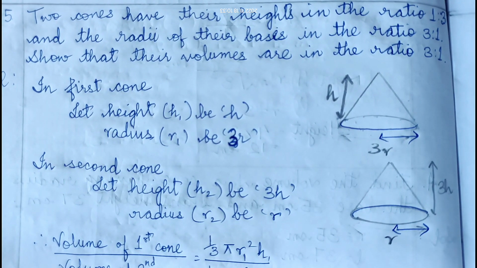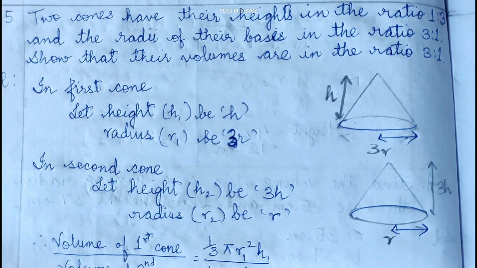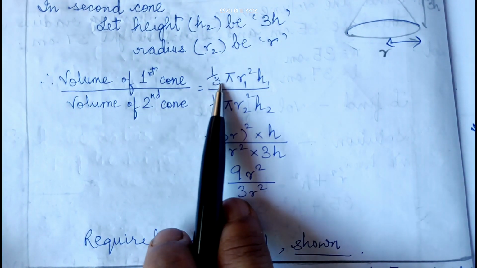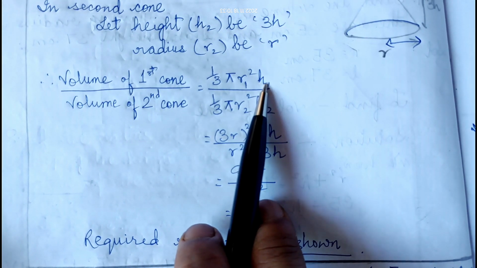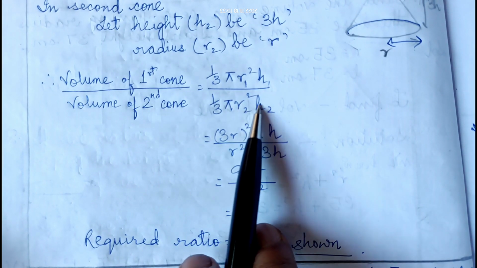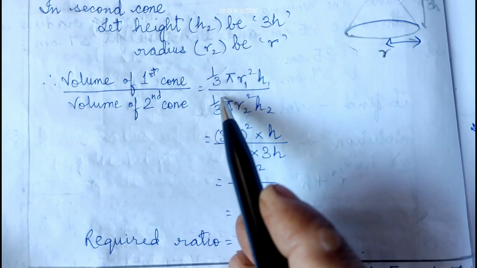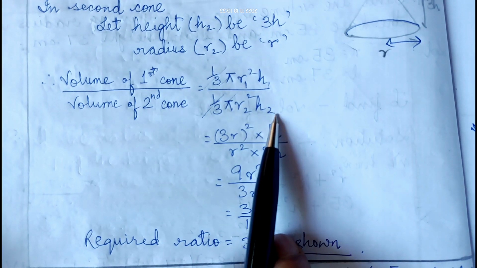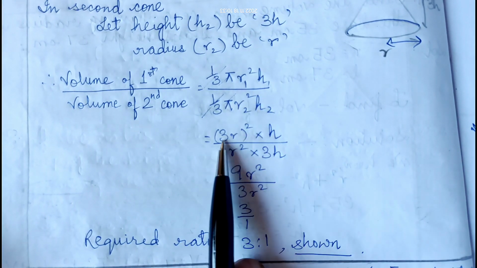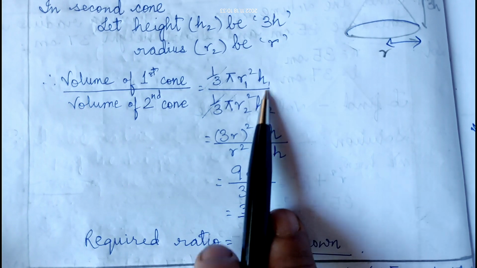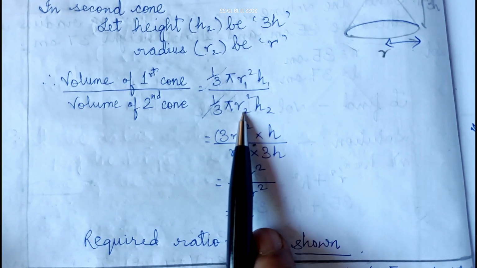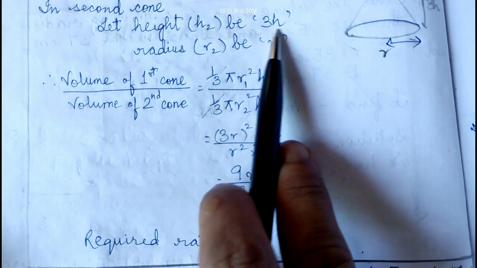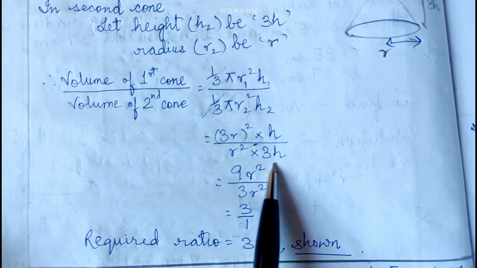Now we have to calculate the volume of the first cone by volume of the second cone. It will be 1 by 3 pi r1 square h1 by 1 by 3 pi r2 square h2. This 1/3 pi and 1/3 pi can be cancelled. We are left with r1 square h1 by r2 square h2. Now r1 is 3r, so it will be 3r square into h1 is h. r2 square, r2 is given r, so it will be r square into, and h2 is 3h, so instead of h2 we can write 3h.